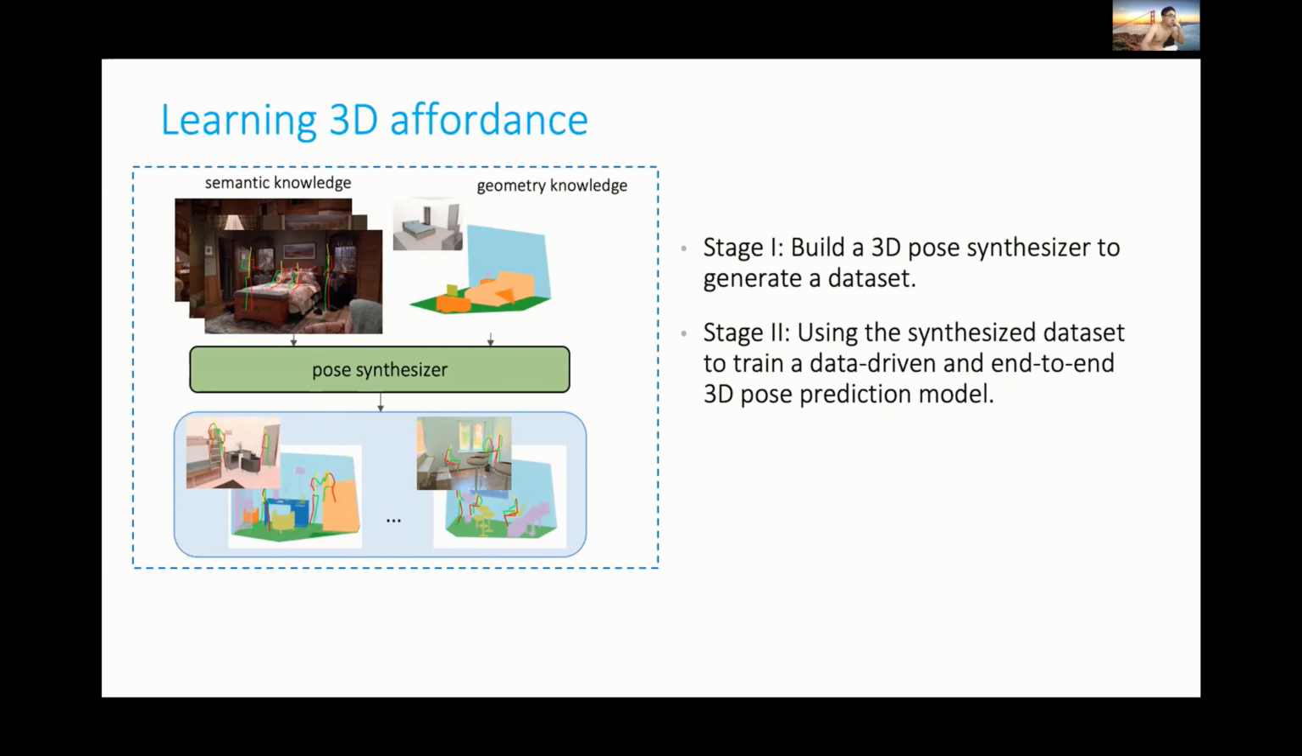And the approach we take is that in stage 1, we build a 3D pose synthesizer to construct a large data set. And once we have that data set, then we can train a model just like the previous work with where and what module, so that we can insert a person in the scene realistically.